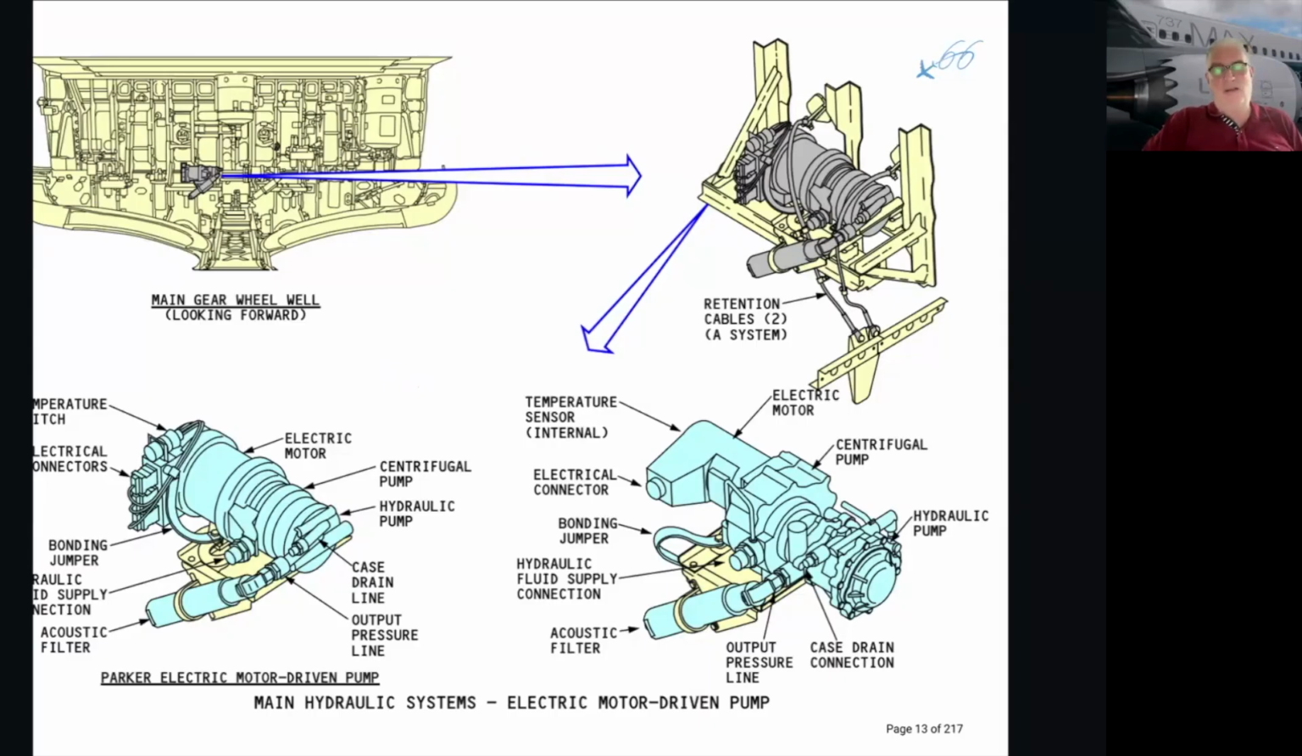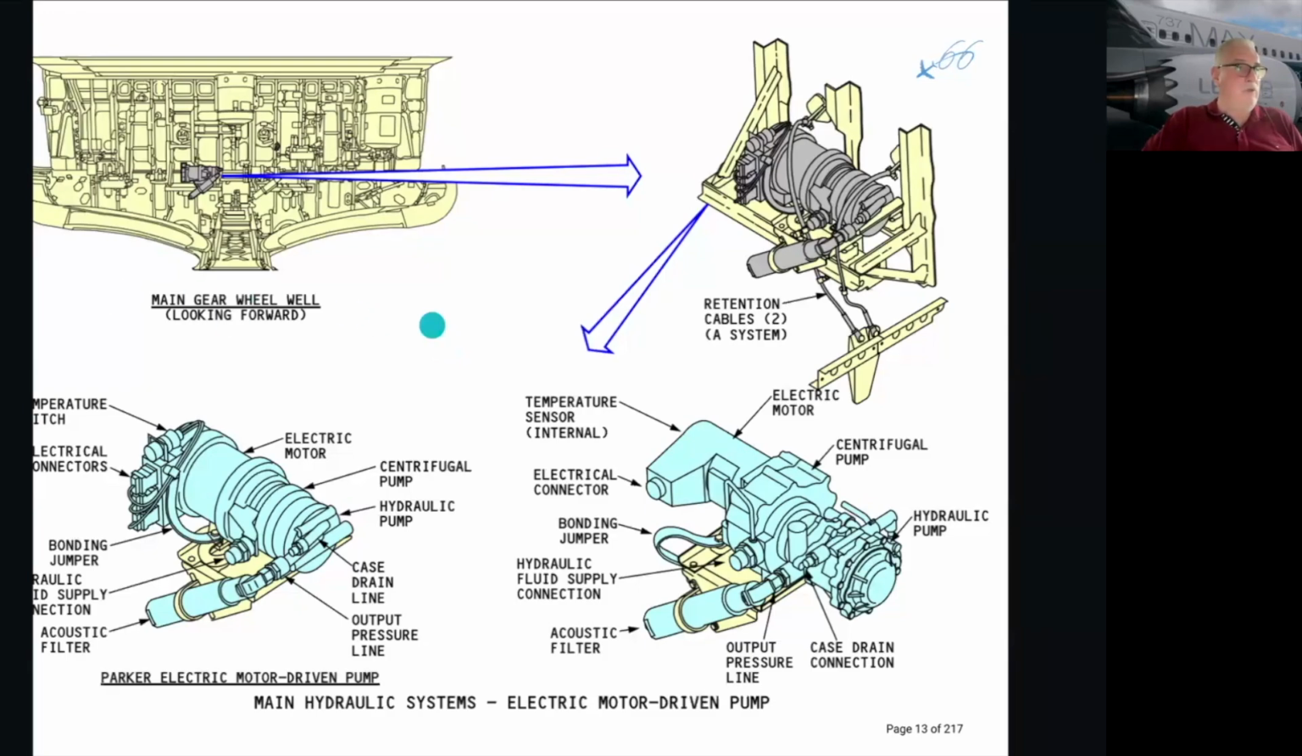Both of them produce 3000 psi. Both of them are made to the same standard. It's just two vendors supplied Boeing from day dot. Actually, first there was the one, and then the one couldn't produce quick enough, so they engaged another vendor. Okay, and one has its internal temperature switch, and the other one has an external temperature switch.